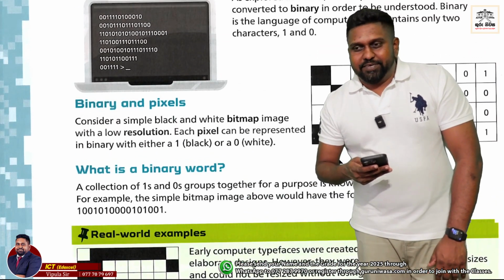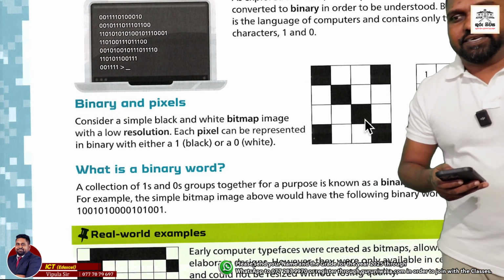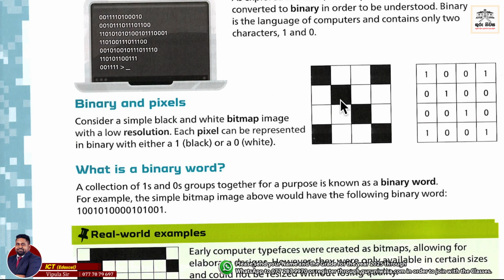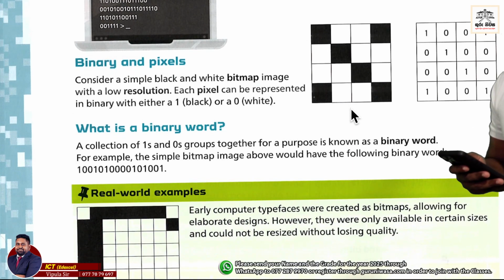Okay, did you get this idea, this part? Yes, sir. Okay, so we have the pixels defined like this. Each pixel is set as 1 and 0. So you can see the image is defined into this one.